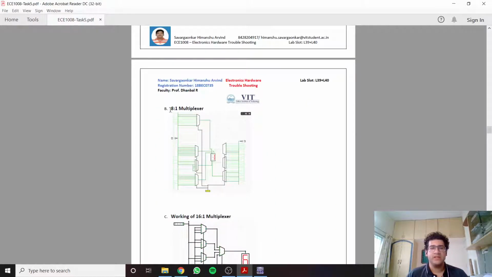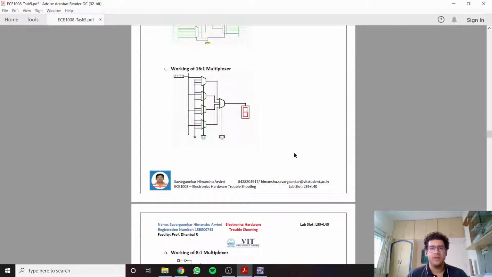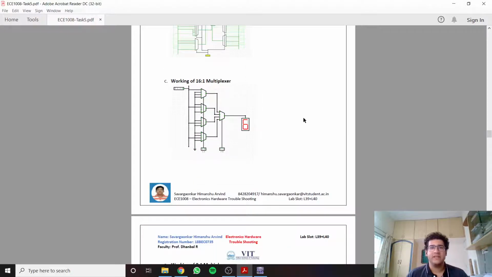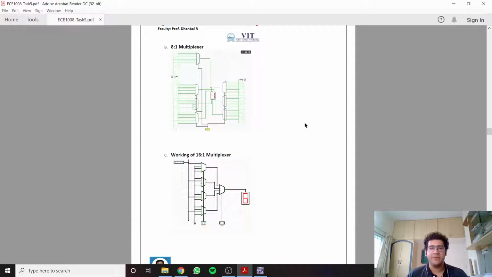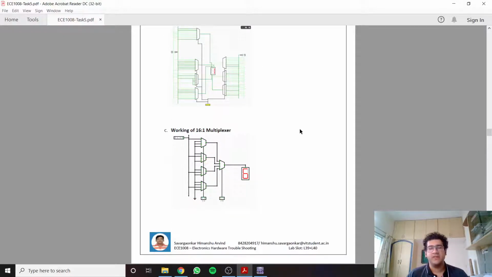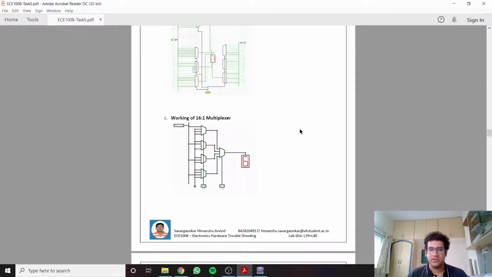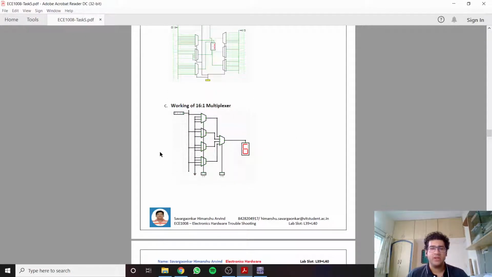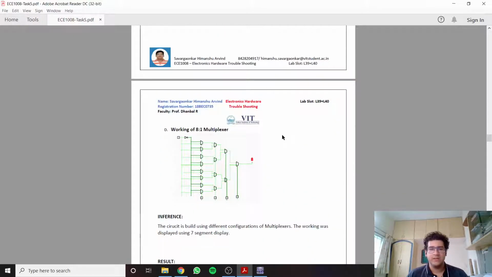This circuit simulates the use of an 8:1 multiplexer, where 8:1 multiplexers were used to again operate a 7 segment display. Along with the execution of a 7 segment display, the inner functioning of a 16:1 multiplexer and an 8:1 multiplexer was also studied. This is the inner working of a 16:1 multiplexer. Similarly, this is the internal construction of an 8:1 multiplexer.